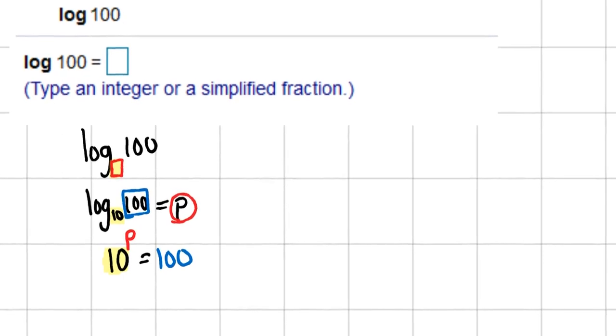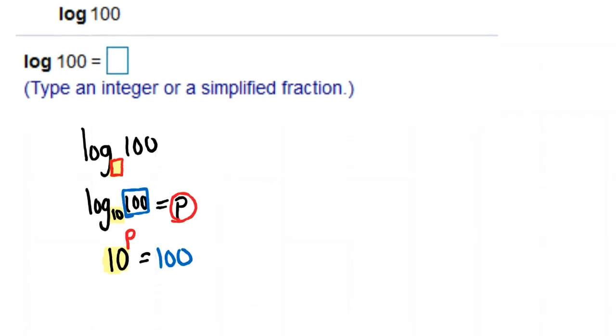So now I have something that I'm a lot more comfortable with. 10 to a power equals 100. And then I can think, well, 10 to the second power is 100, so that must mean that p is equal to 2. So now I have log of 100 is equal to 2. And that's what the expression equals.